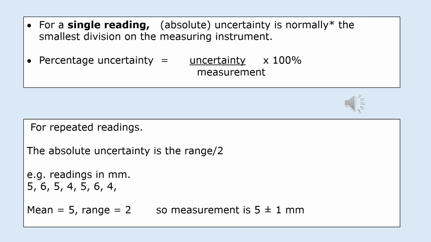So we have an example here where we've taken 7 readings: 5, 6, 5, 4, 5, 6, 4. So those are our readings. The mean of those readings is 5, and the range is 2, from 4 up to 6. So in this case, we would say our measurement is 5 plus or minus 1, and we said the readings were in millimeters, so the units are millimeters. So our measurement would be 5 plus or minus 1 millimeter.